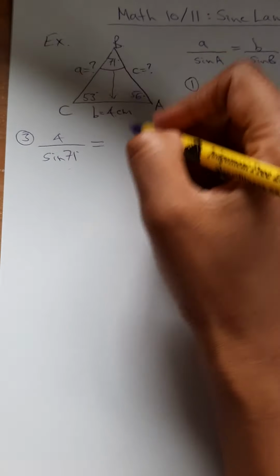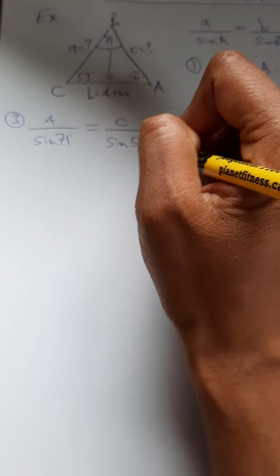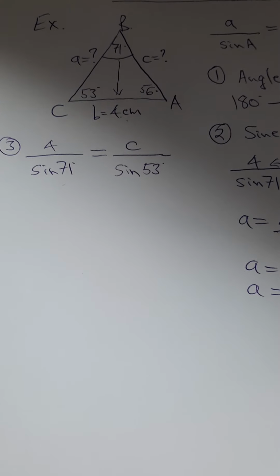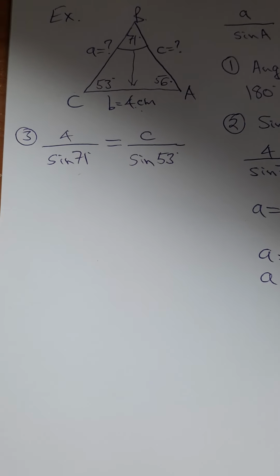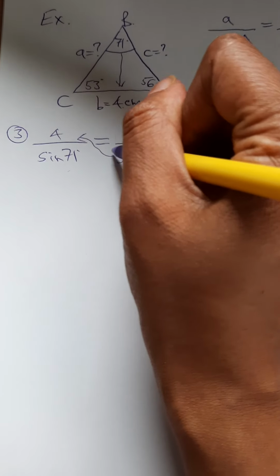And it equals side C divided by sine of angle C. And angle C here is 53 degrees. Is everyone good so far? And then what we're going to do again is just cross multiply here.